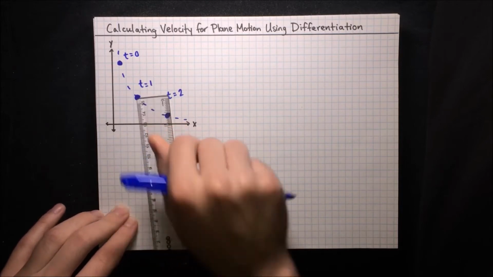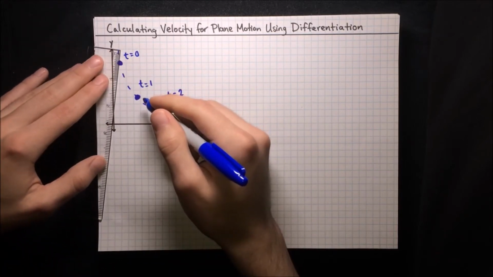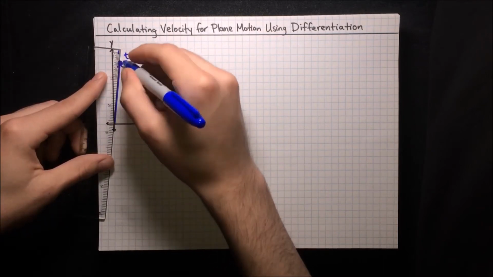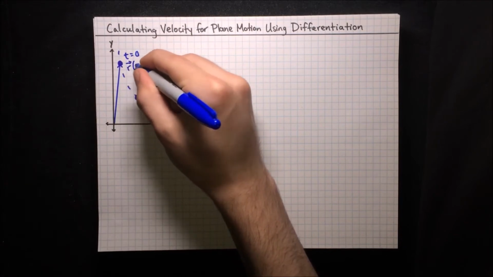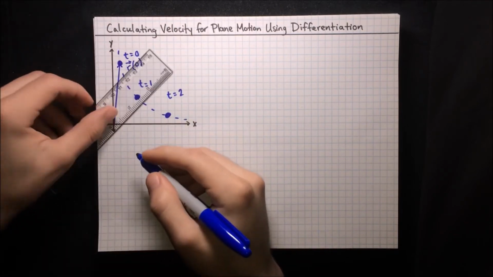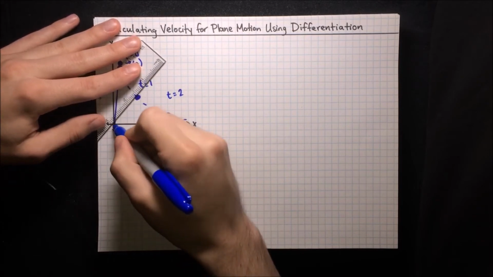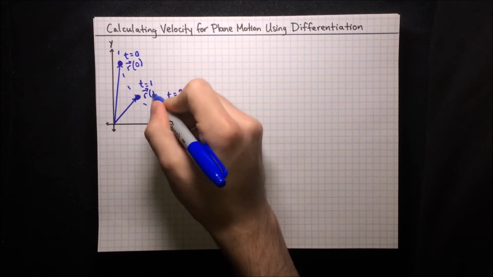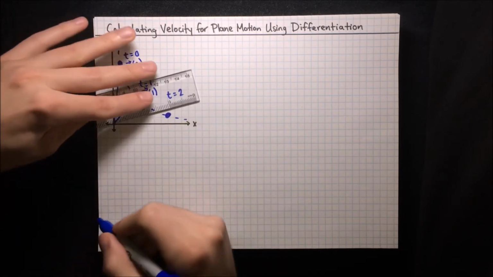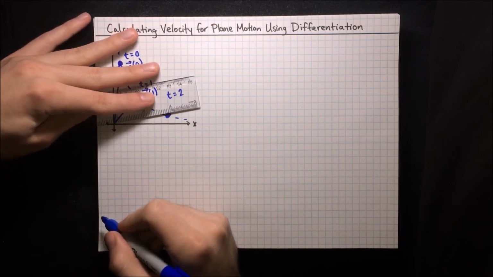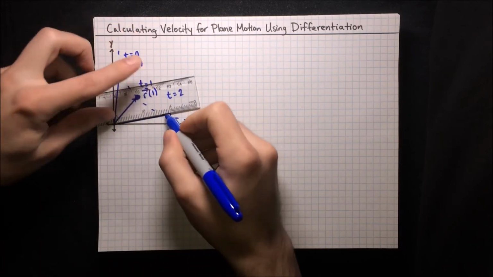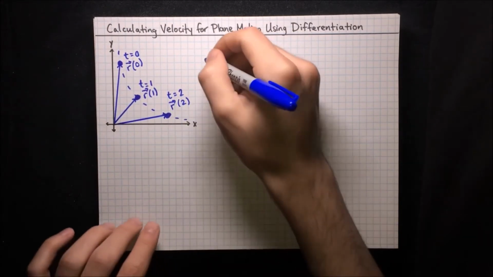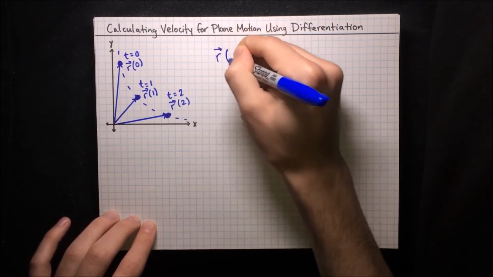So the vector r at t equals 0 would just be pointing from the origin to the particle's position at t equals 0. Here's the vector, and we can write that as r of 0. Likewise, at t equals 1, here is the position vector r pointing from the origin to the point, and we can write that as r of 1. Lastly, at t equals 2, again we've got our position vector pointing from the origin to that point, and we call it r of 2. So we see that the vector r is a function of time.